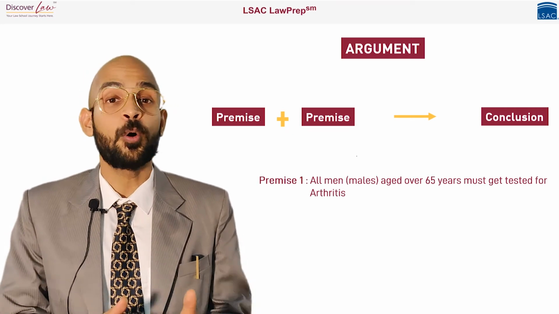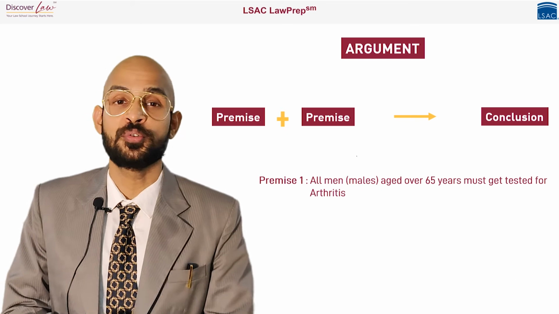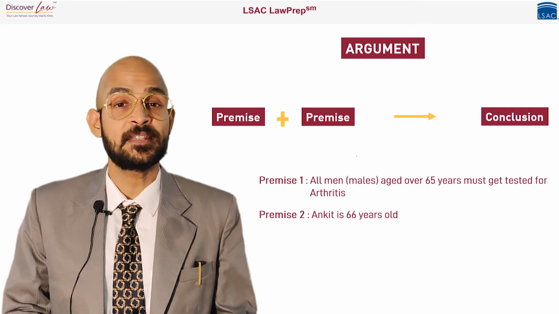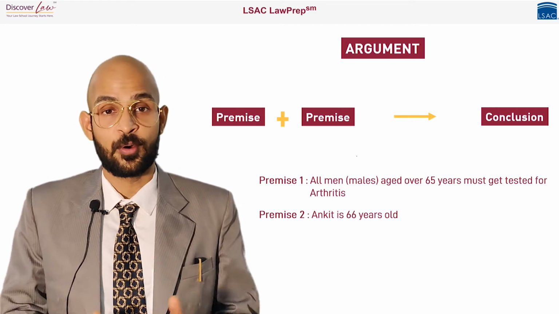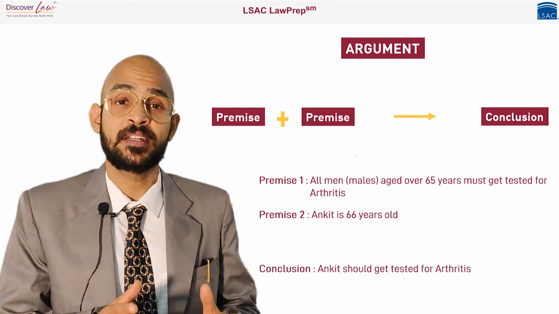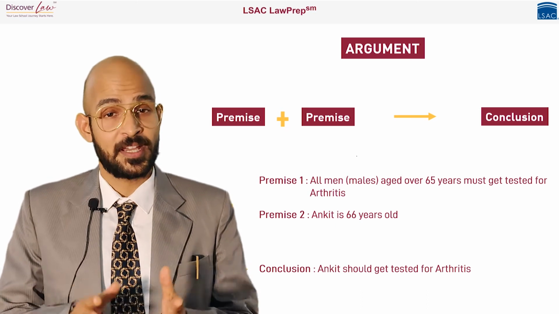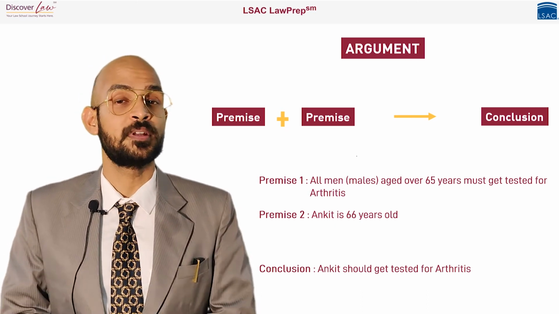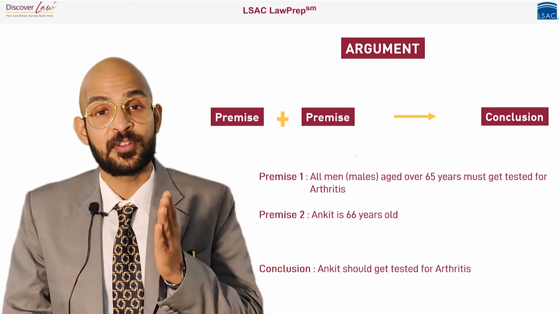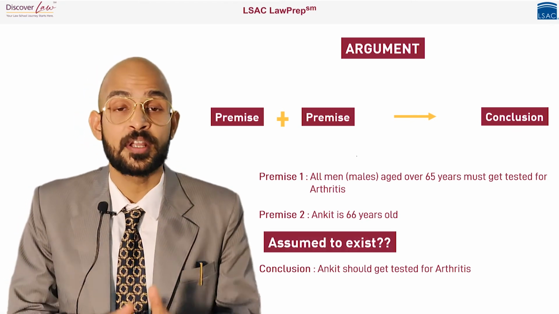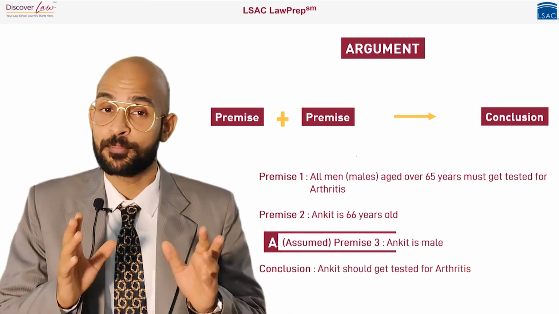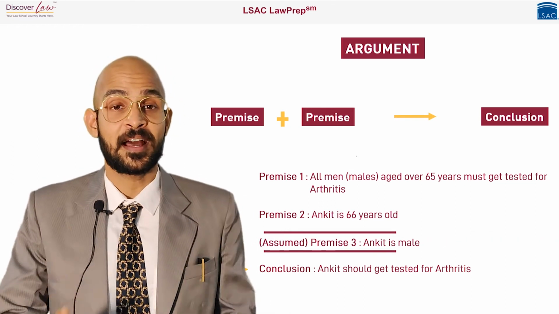Let's say all men aged over 65 should get tested for arthritis. Next, I give you another premise stating that Ankit is 66 years old. Now, on the basis of this, I might arrive at the conclusion that Ankit should get tested for arthritis. You might at first believe that this was a sound argument, but let me point out something to you. You may have ignored the fact that there is one essential premise required for this to be a correct, logically sound argument. The third premise needed here was the fact that Ankit is male.